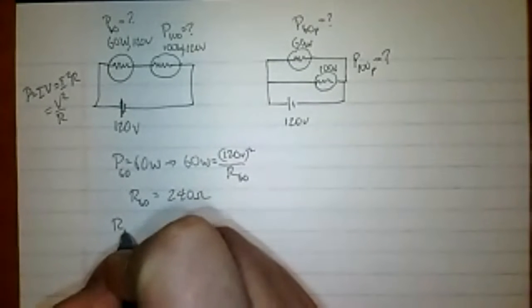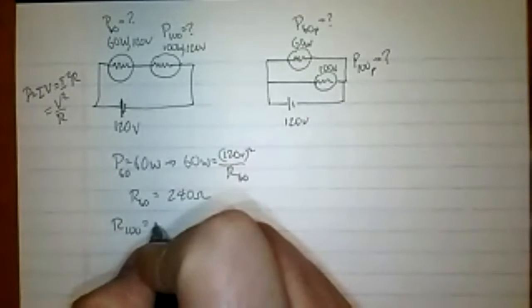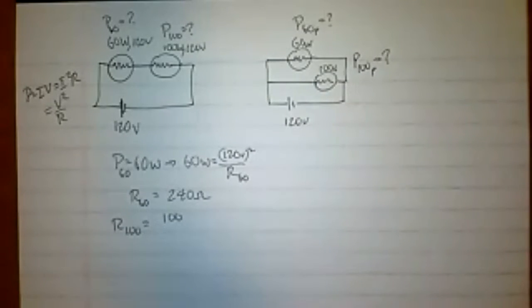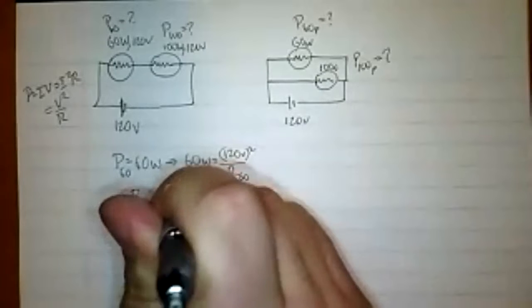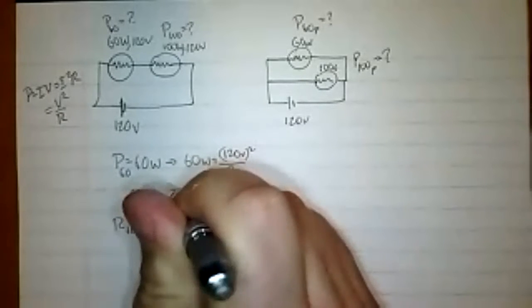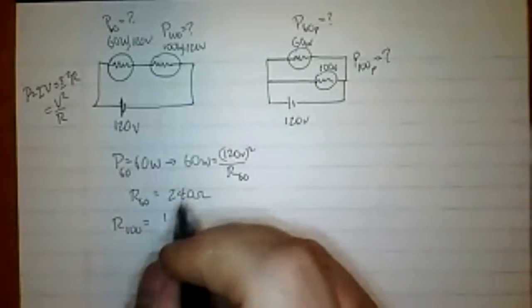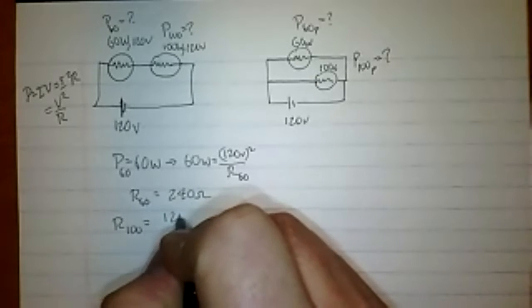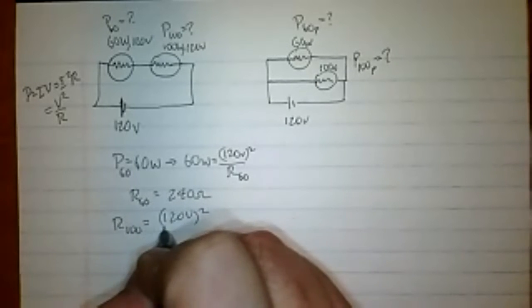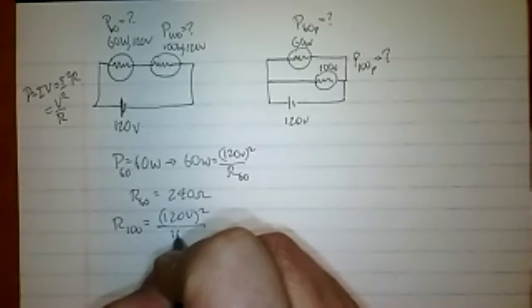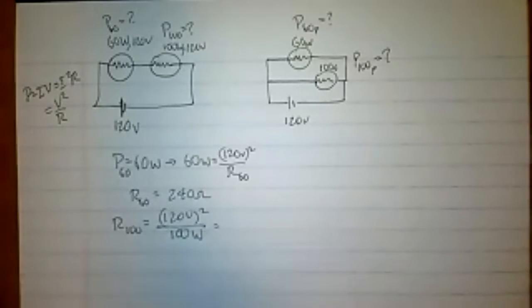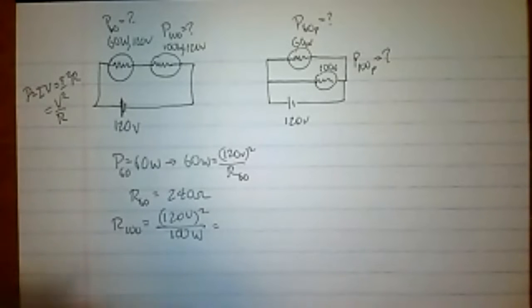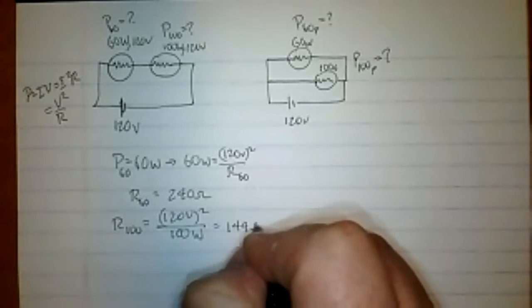Similarly, the R100 is going to be given by 120 volts squared over 100 watts. And that gives me 144 ohms.